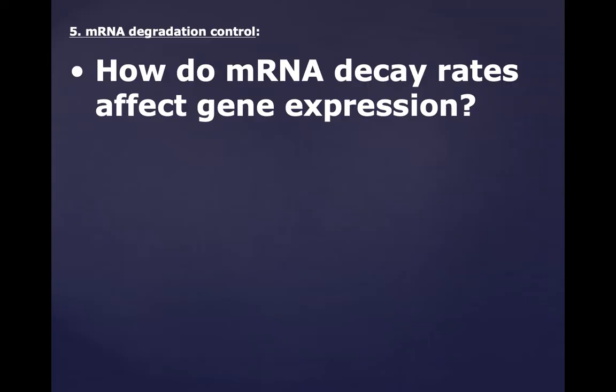Okay? Now, the fifth mechanism is on degradation. So, how mRNA decay rates can affect gene expression. We have a very good example already from earlier, when we talked about the protective elements, how they can prevent mRNA from being degraded.